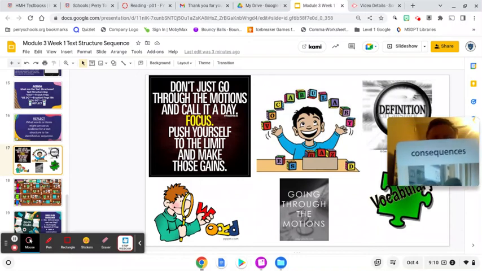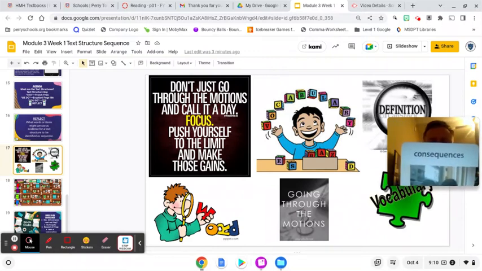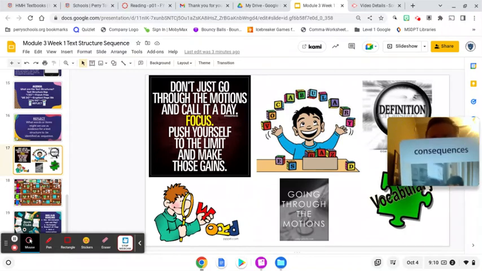Turn and share with your partner what you think it means. Give me five. Say the word consequences. Give me five. Consequences means the outcomes of an event that happened.